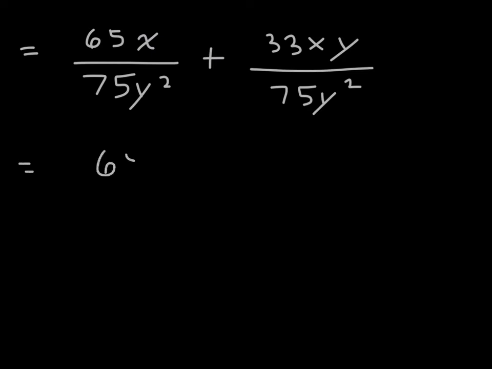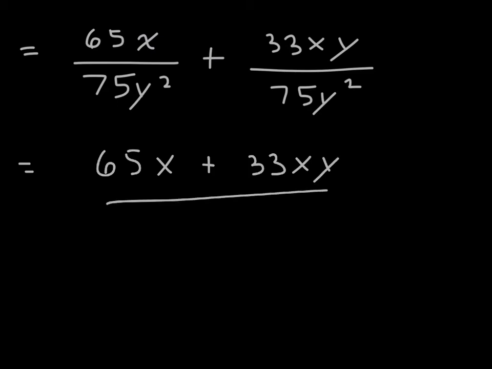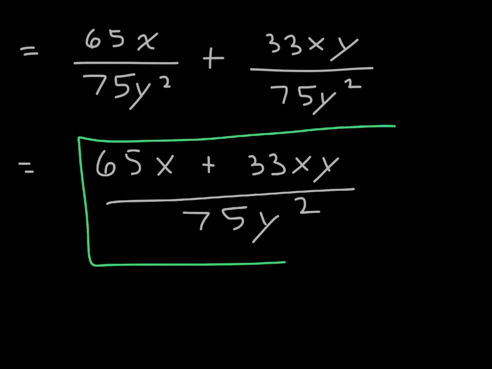So this numerator plus this one over the same denominator. All right, everybody? And at this point, you're done. The problem is already simplified. 65 and 33 do not share any common factors, all right, other than x. Or this term and this term, they have a common factor of x. But even if you factor out the x, it will not help you simplify this any further. So this is already simplified. Very good, you guys.